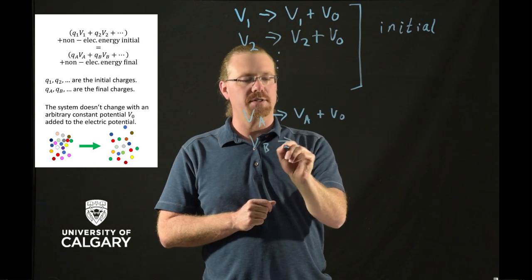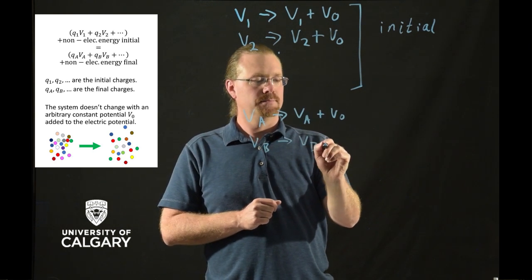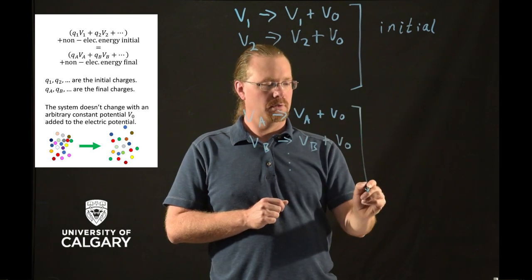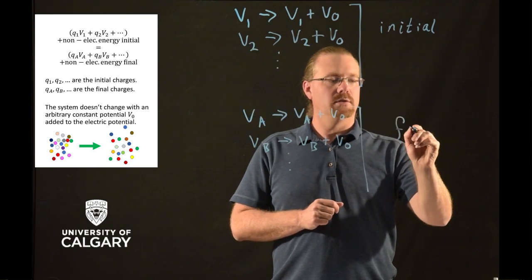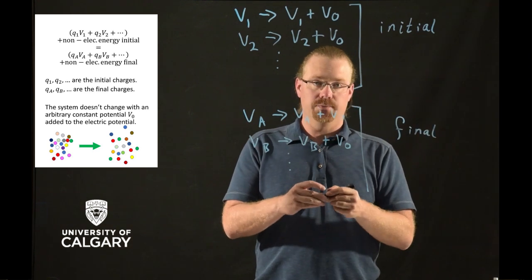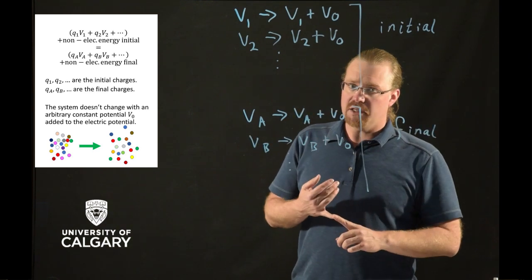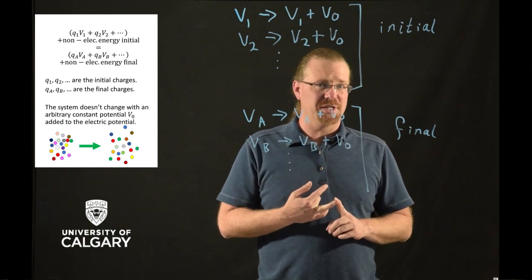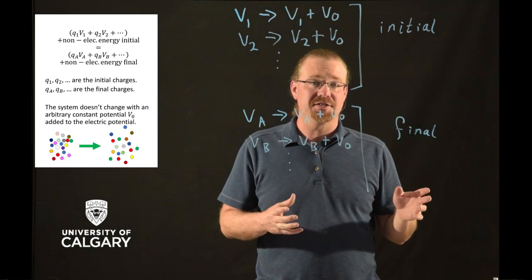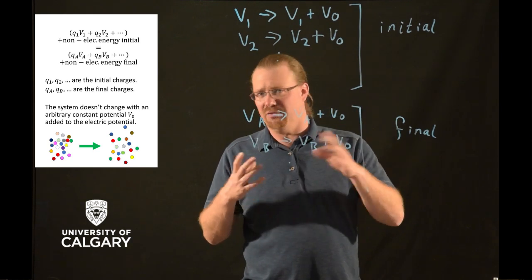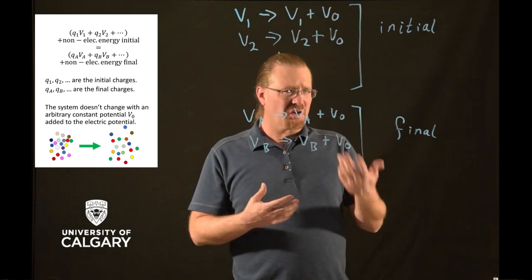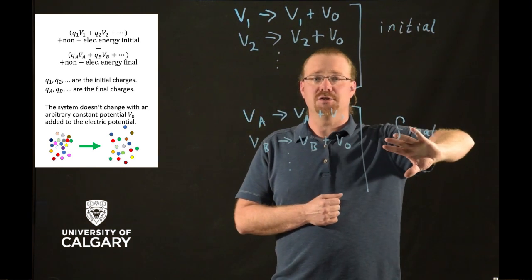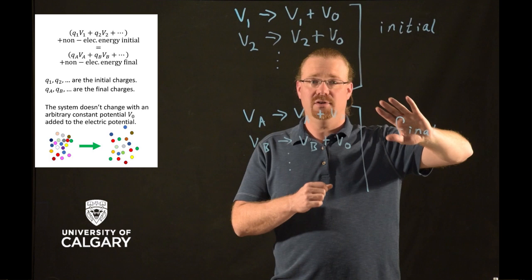VB will transform in exactly the same way. And so forth for all of our final electric potentials. We haven't changed anything about the physics. We also haven't changed any of the non-electric potential energy. Our gravitational potential energy is exactly the same. Our kinetic energy is exactly the same before and afterwards. All of our internal energies are the same before and afterwards. But our initial potentials and our final potentials are going to wind up being different now.